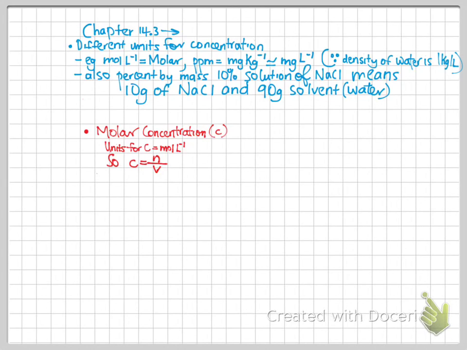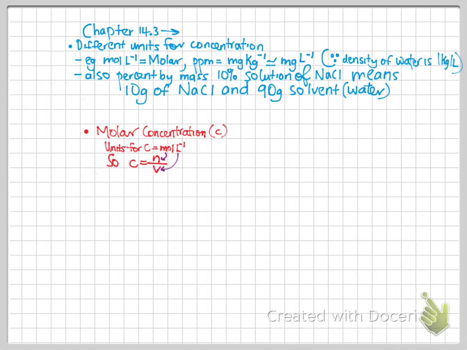Okay, now just to recap on molar concentration. Remember that for molar concentration, the symbol is C, and C is equal to moles per liter. If you have to write it as a formula, an easy way to remember it is C is equal to n over V, which is moles on top and liters at the bottom.